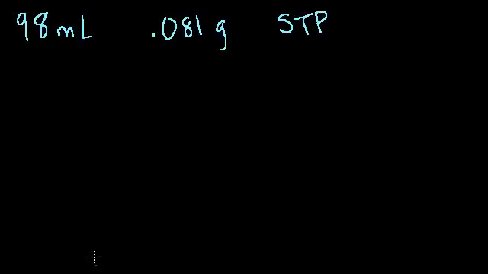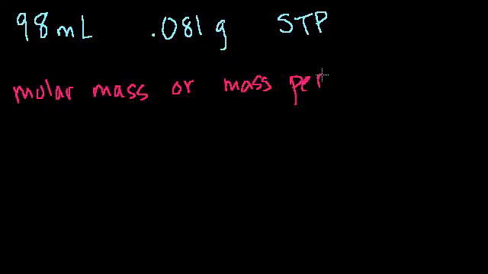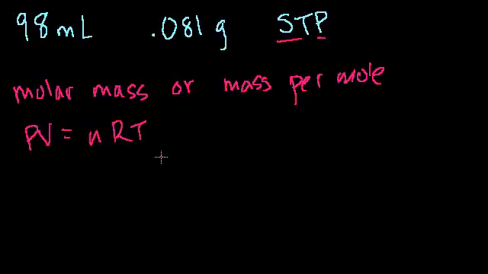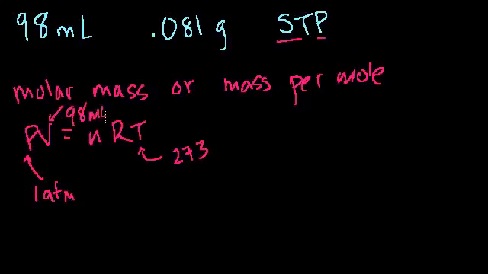So molar mass, or the mass per mole. Now, we could just substitute this into PV is equal to nRT. We know what standard temperature and pressure are. Standard temperature is 273 degrees Kelvin. Standard pressure is 1 atmosphere. And then, of course, they're giving us 98 milliliters. And then you can just solve for how many moles we have. And actually, maybe I'll do that.